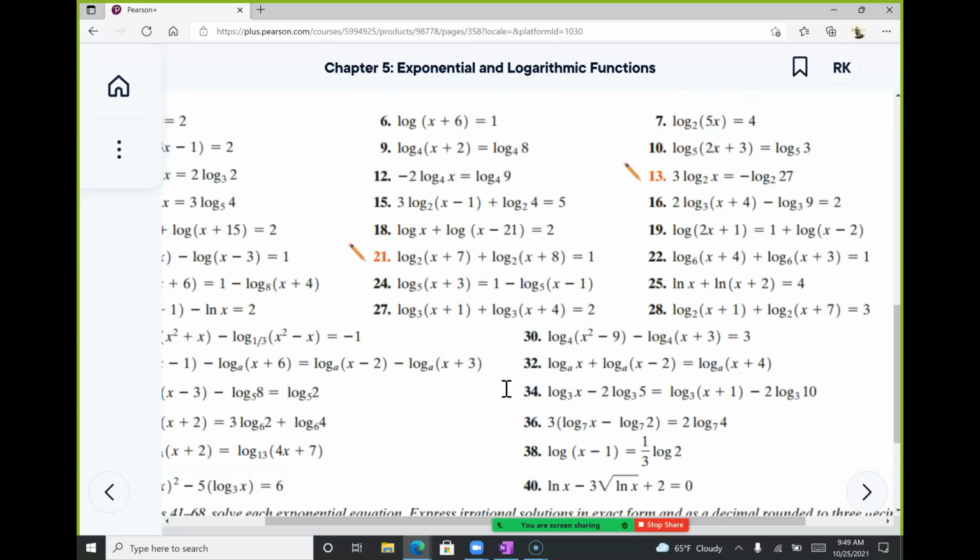Now, the thing about these log equations is I can get extraneous answers. So you're going to have to go back and make sure the solutions that you get are in the domain of the log function, right? So you just have to be careful about that.